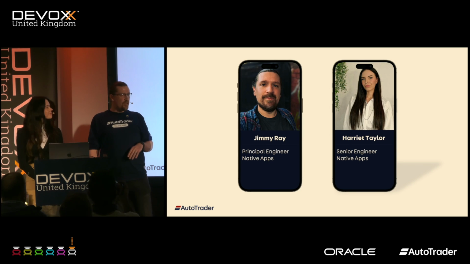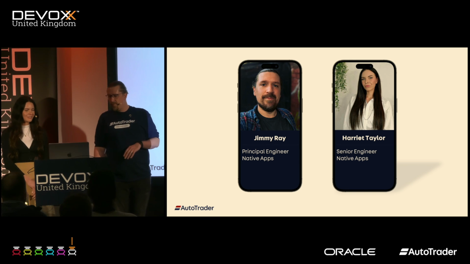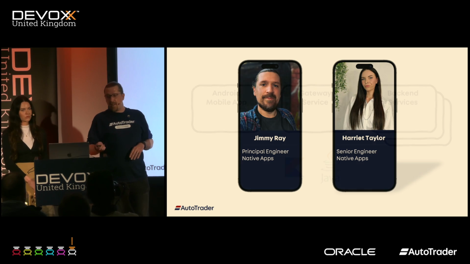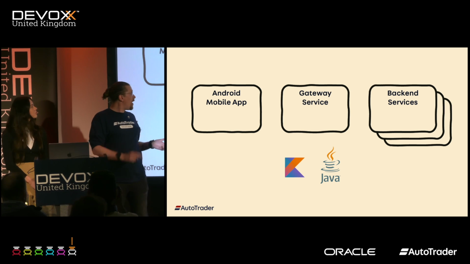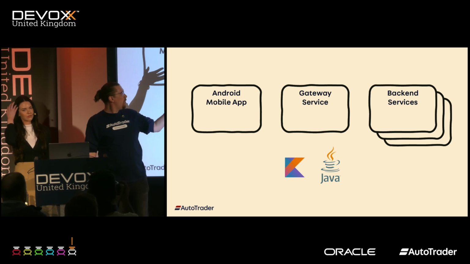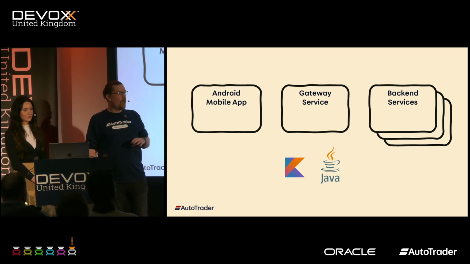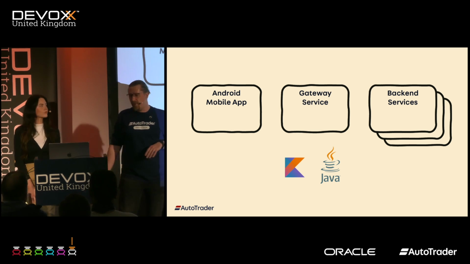Probably good to introduce ourselves at this point. So I'm Jimmy Ray. My name's Harriet Taylor. And we're both part of the native apps team at AutoTrader. Little overview of what our role entails. We look after the Android native mobile app, but we also run a gateway service and a few different back-end services. These are done in Java and Kotlin, mostly Kotlin now. We're trying to use less and less Java as we go.